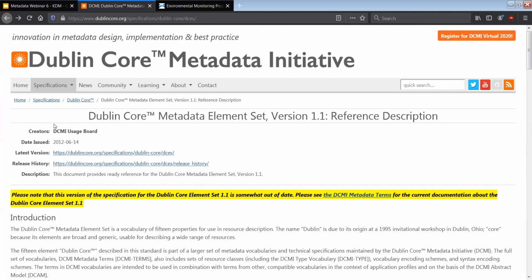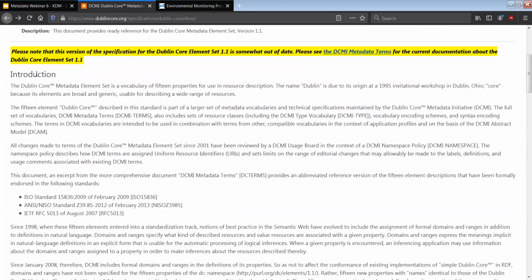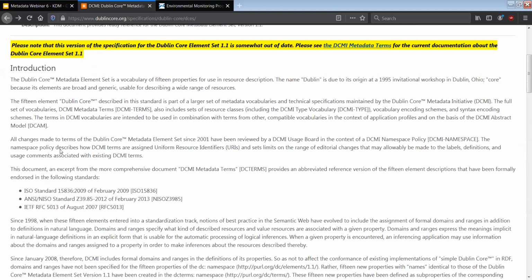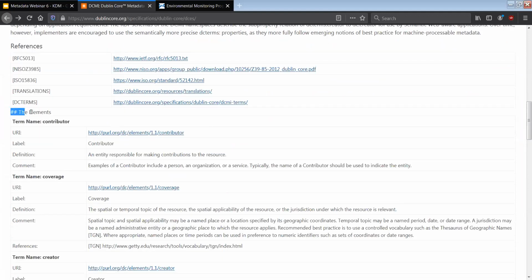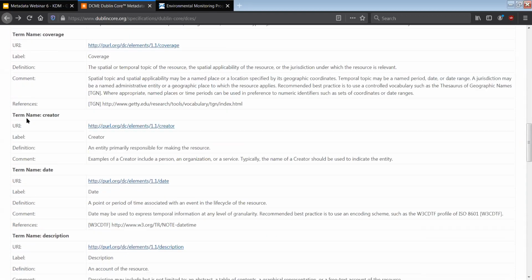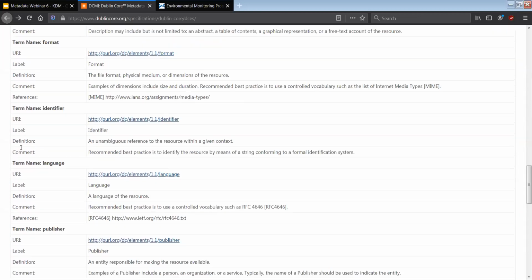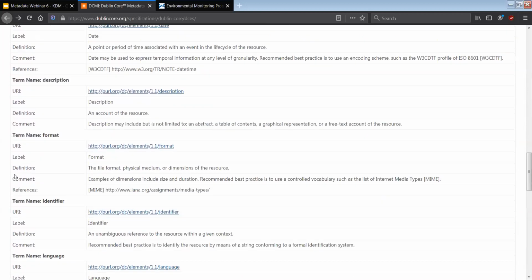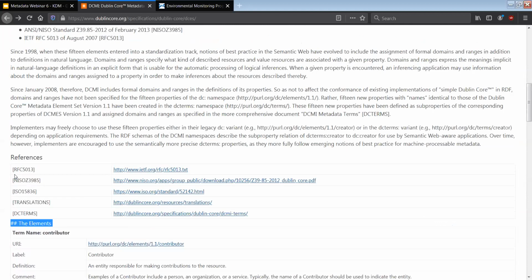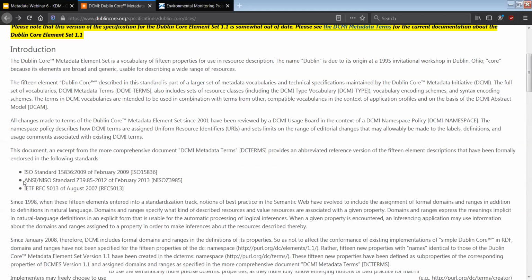So this is the Dublin Core metadata element set web page. As it says here, this is somewhat out of date, but I think it's good enough for our case. There's a whole introduction here describing how it works, how it's referred to, how it was made, what it means. But really, the useful stuff is down here, beginning with the elements. Each of these terms is one of the 15 terms in the Dublin Core element set. There's a lot more in Dublin Core metadata terms, which is a related standard.